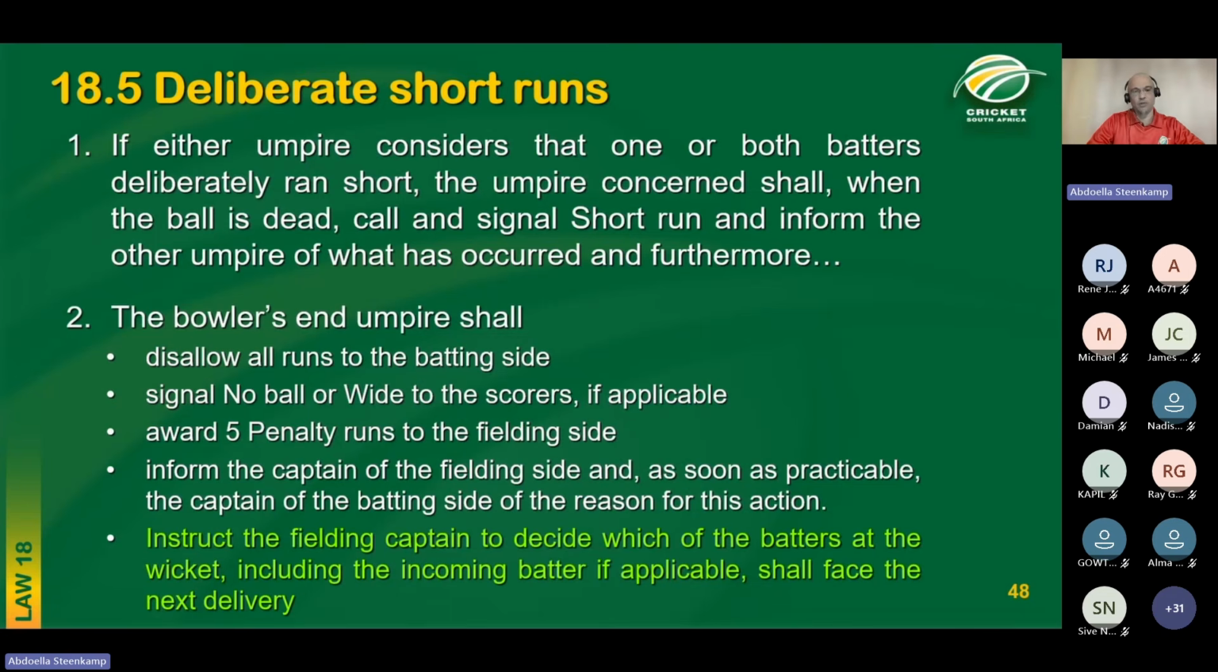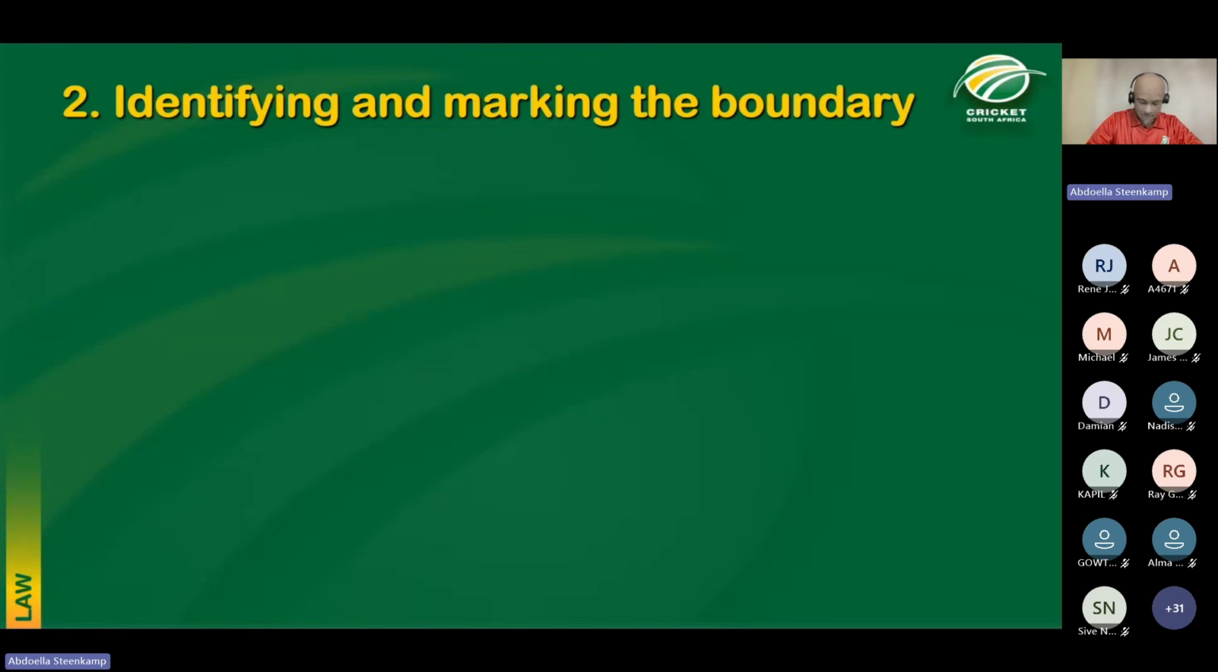They have that power. We, the umpires, will go to the fielding captain and ask him which of the two batters he wants to face. But this occurs, this is part of the punishment, if there was a deliberate short run.